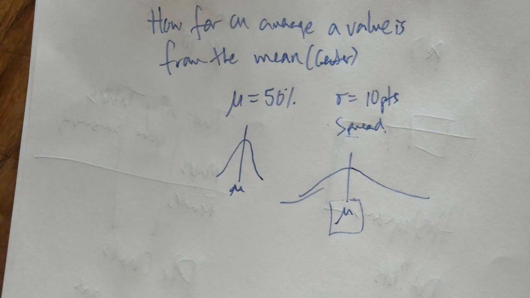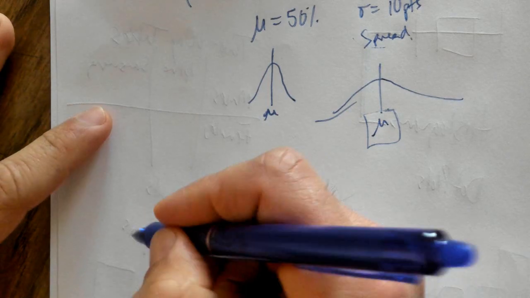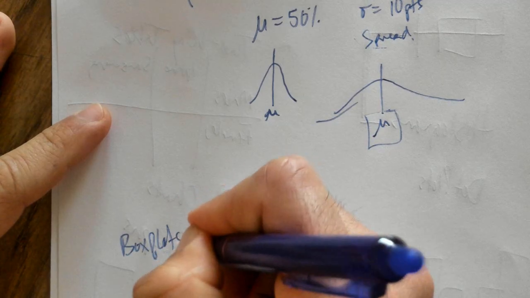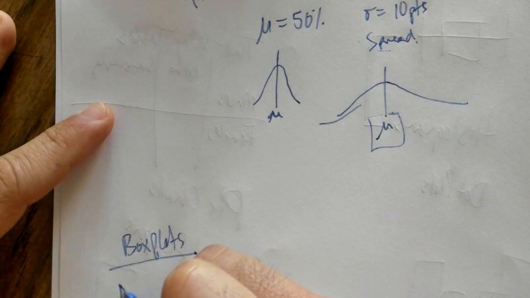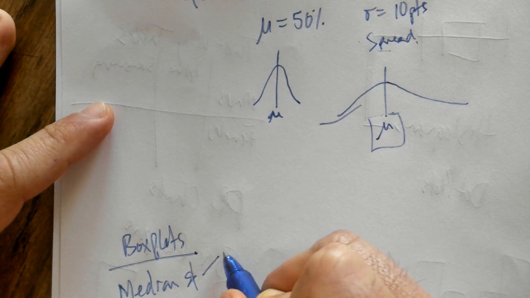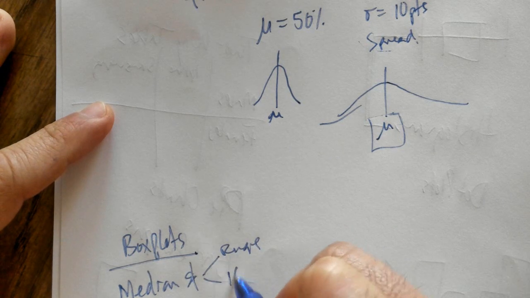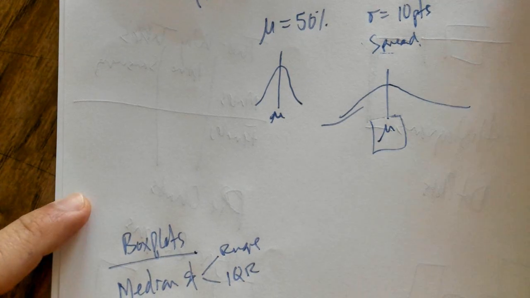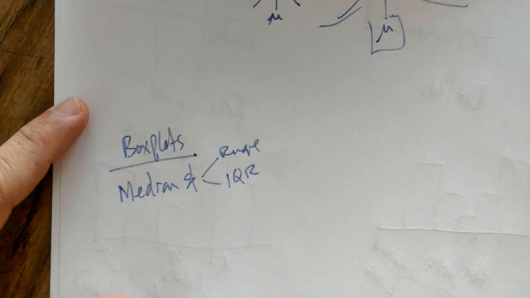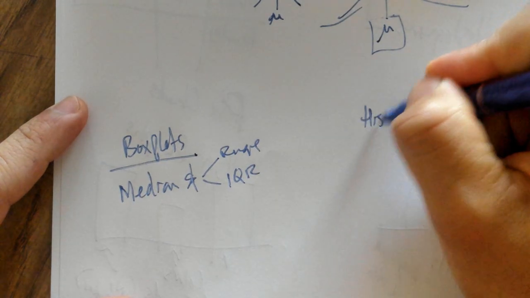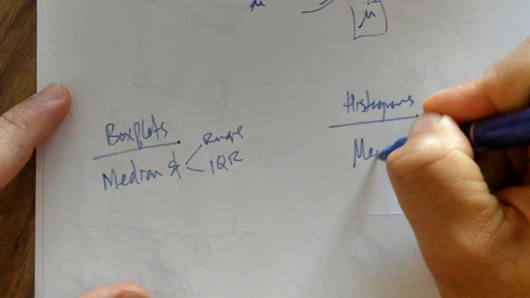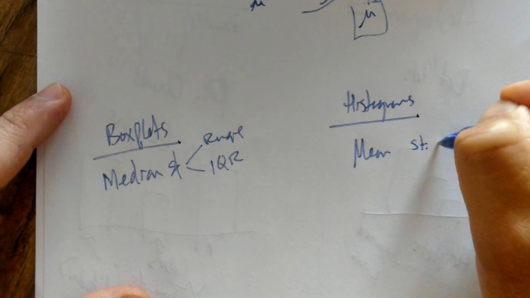Doing okay? If you're dealing with IQR, if you're dealing with box plots, right, we're going to be using median, and usually you have range and IQR. Those are the terms that you're going to be referring to when you're dealing with box plots. When you're dealing with histograms, you're focusing mostly on the mean of a distribution and the standard deviation.